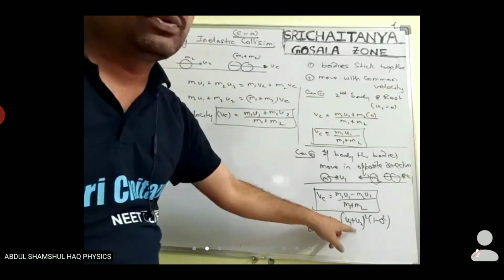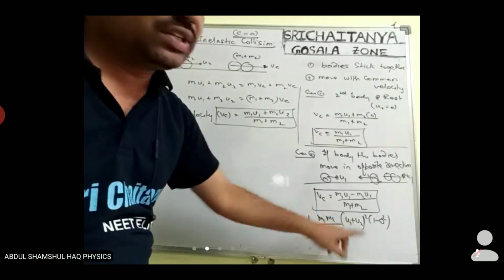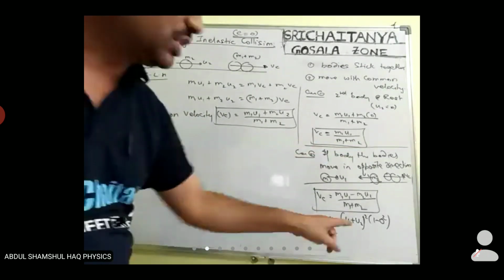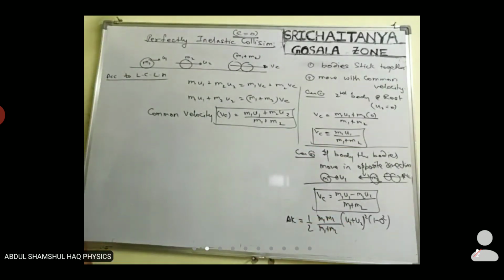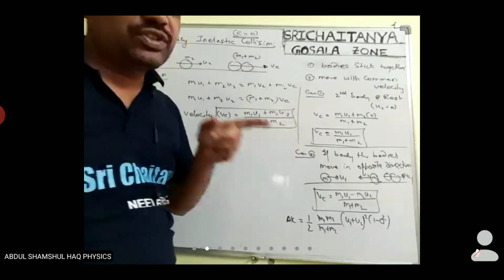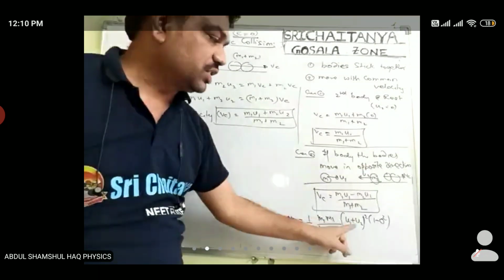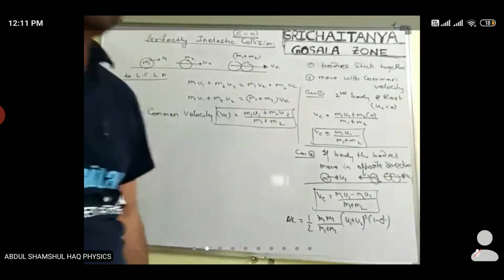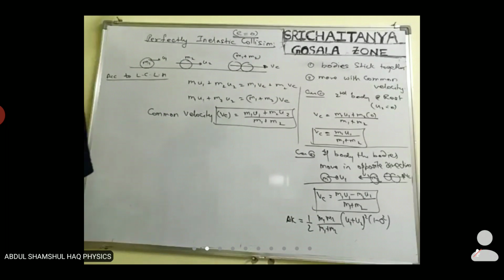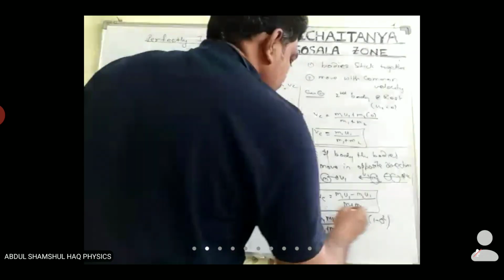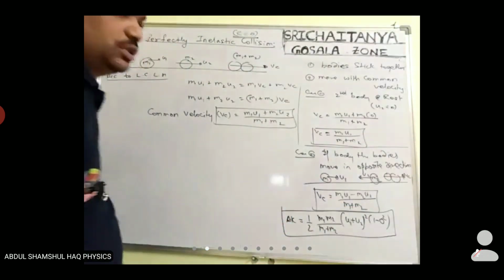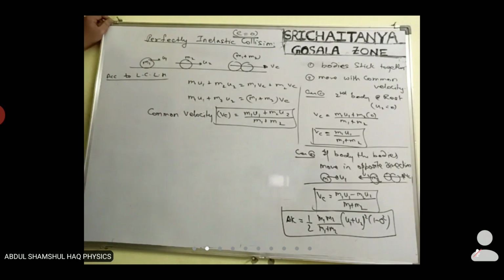What is the difference now? If the two bodies move in the same direction, here the sign will be what? Minus. If both the bodies move in the same direction, we will be getting a minus sign here. If they are moving in opposite directions, in this case we will be getting a plus sign. Yes. So do remember this point. This is a very important point. You can derive it on your own later.